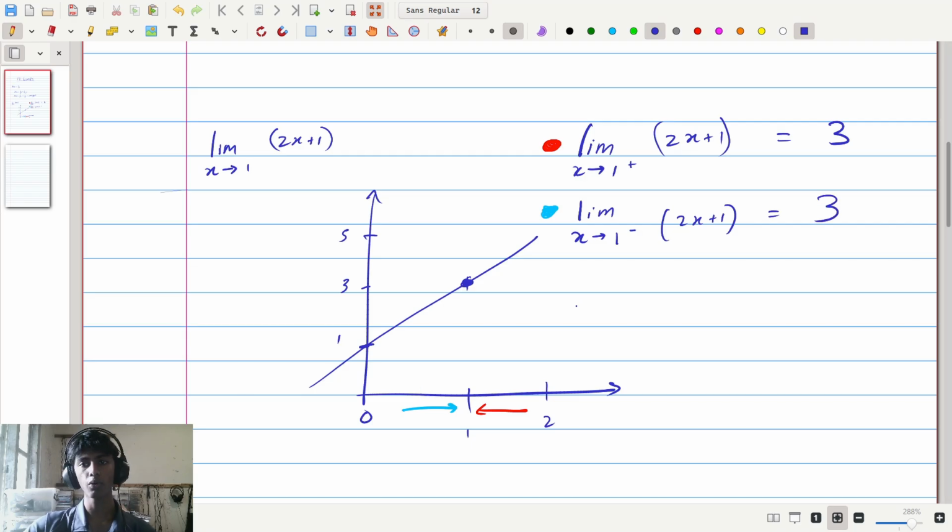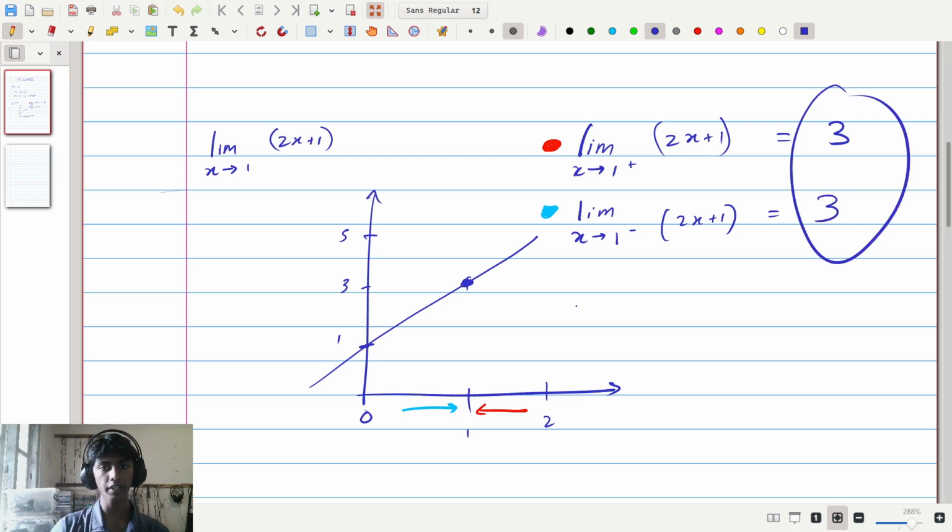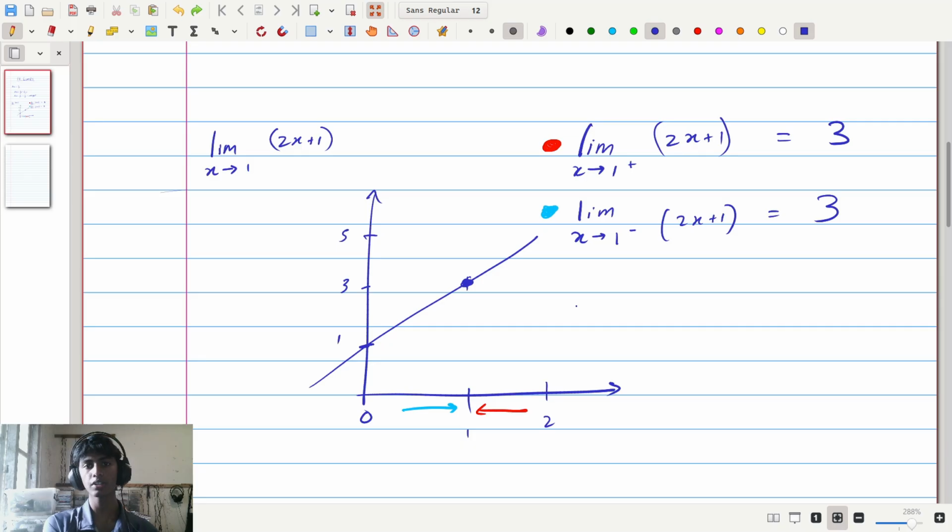So therefore, the right side limit and the left side limit agree. The red limit, meaning the right side limit, meaning the positive limit, is equal to 3. The left side limit or the negative limit is also equal to 3. Since both of these limits are getting closer to 3 as we get close to 1, we say that the limit from both sides, or simply stated, the limit as x approaches 1 of 2x plus 1 is equal to 3.